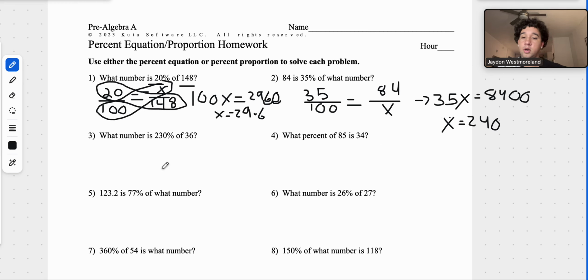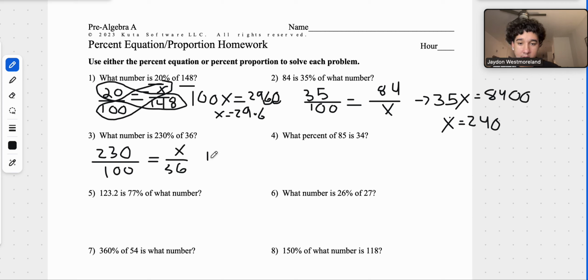Okay, we'll do two more. What number is 230% of 36? Okay, 230%. So again, no matter what, percentage is over 100. So even though this is an improper fraction, it's still correct. And then what number is 230% of 36? Again, of, big number there. That means total value. That means denominator. So then my x is going here.